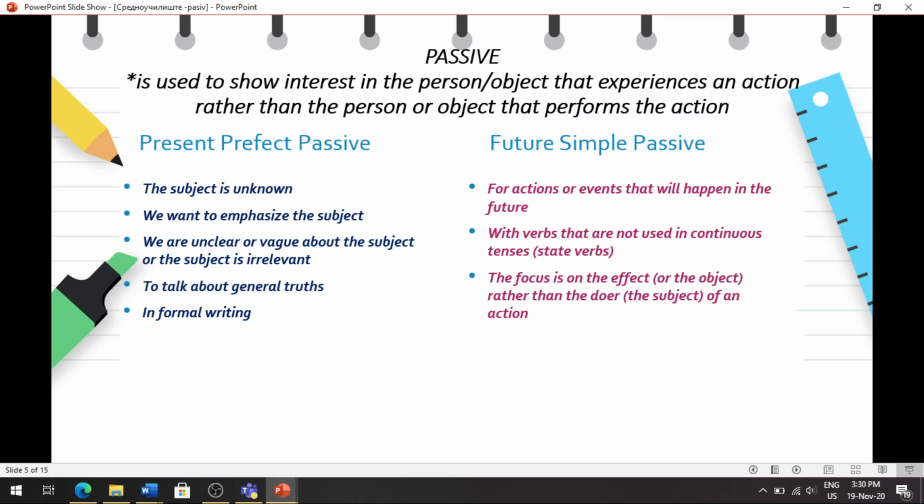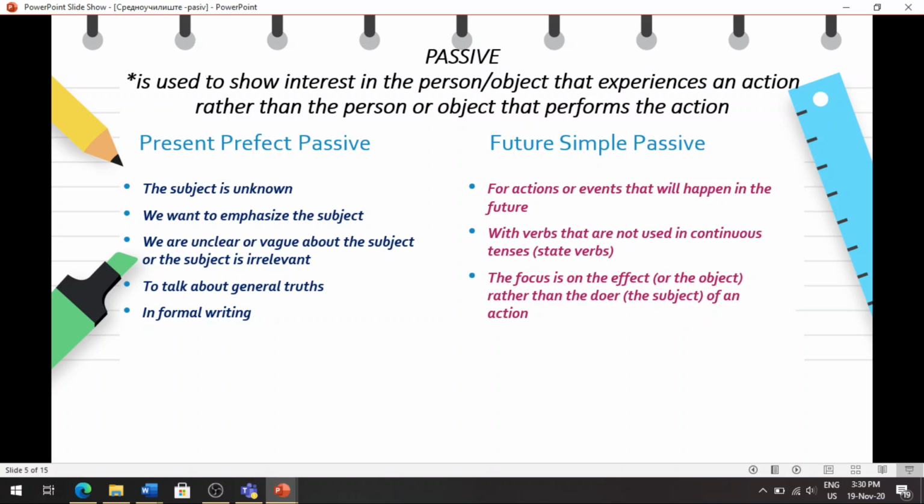But in general, we use passive voice instead of active voice when the subject is unknown, when we want to emphasize the subject, when we are unclear or vague about the subject or the subject is irrelevant, when we want to talk about general truths, and in formal writing.